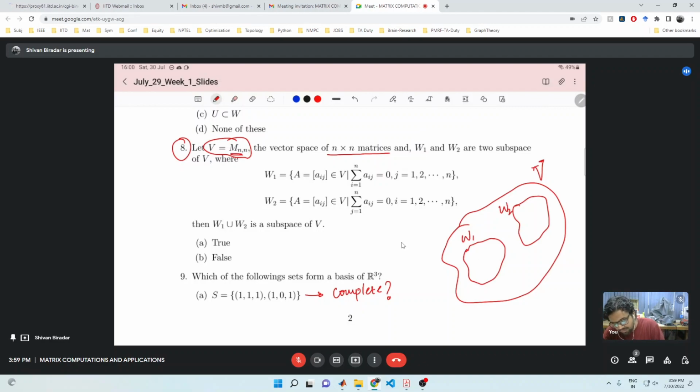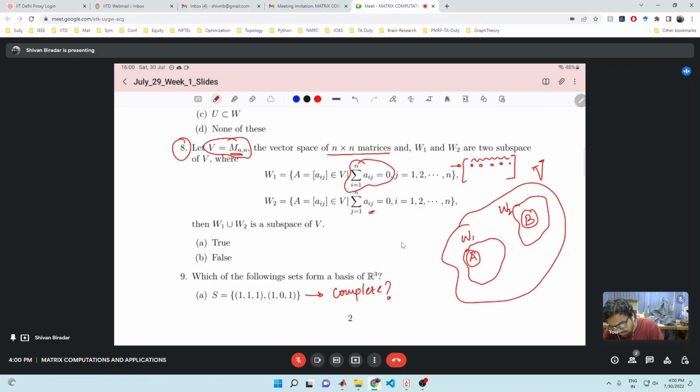W1 has a property that the elements in W1, let us say that we have matrix A here in W1, this matrix A satisfies this property. And let us say that I have an element B in W2. This matrix satisfies this property. So basically, what they are telling is about the row sum, which means that you have elements like this, and I'll add all these elements in a row. So I'll call this the row sum.